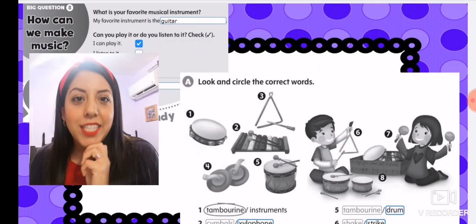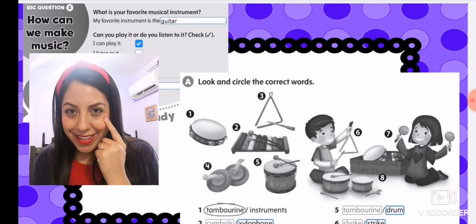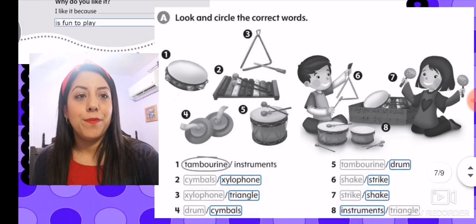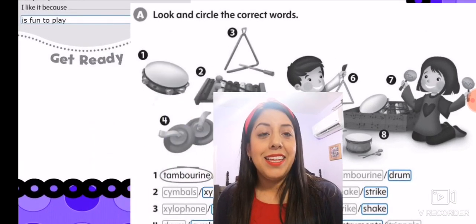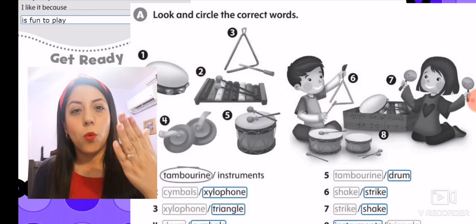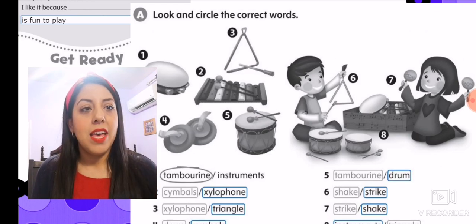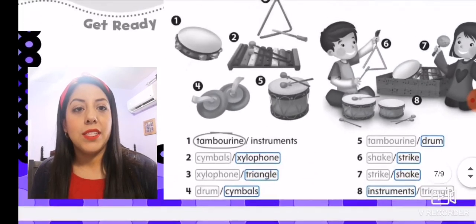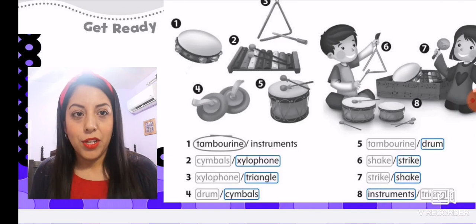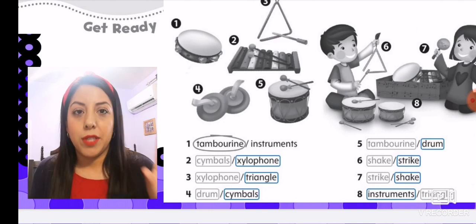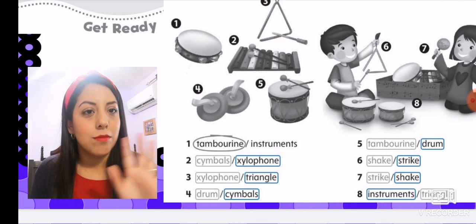Now, in activity letter A, you have to look and you have to circle. Yes? We have this picture of the kids, and the kids have different instruments. And the instruments are numbered, like number 1, 2, 3, 4, 5, 6, 7, and 8. And then we have these options. In these options, you have to circle the correct word. Okay? Now, I gave you the answers, but you can do it by yourself too. If you want to take a good look, do it.